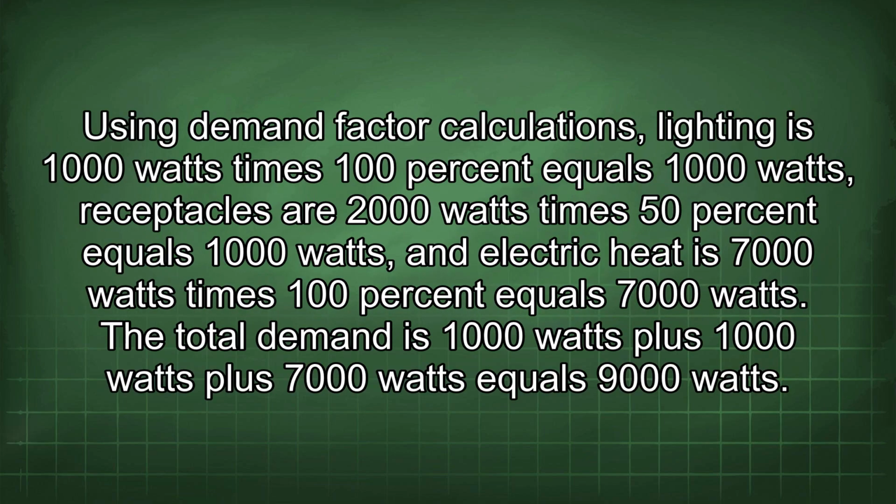Using demand factor calculations, lighting is 1000 watts times 100% equals 1000 watts. Receptacles are 2000 watts times 50% equals 1000 watts. And electric heat is 7000 watts times 100% equals 7000 watts. The total demand is 1000 watts plus 1000 watts plus 7000 watts equals 9000 watts.